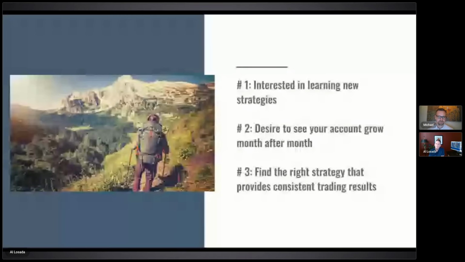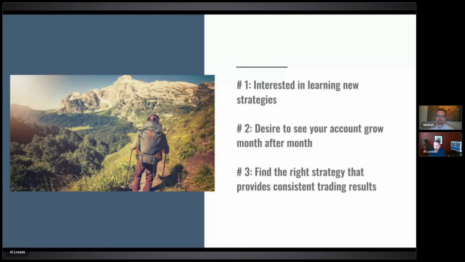let me know where you are. Okay, number one, interested in learning new strategies. Number two, desire to see your account grow month after month. Or number three, find the right strategy that provides consistent results. Okay, so hey, we got a vote here. That's great. Okay, all right. So with that, let me know where you fit in. It could be 1, 2, or 3, or all of them. Just let me know here and we'll get there.